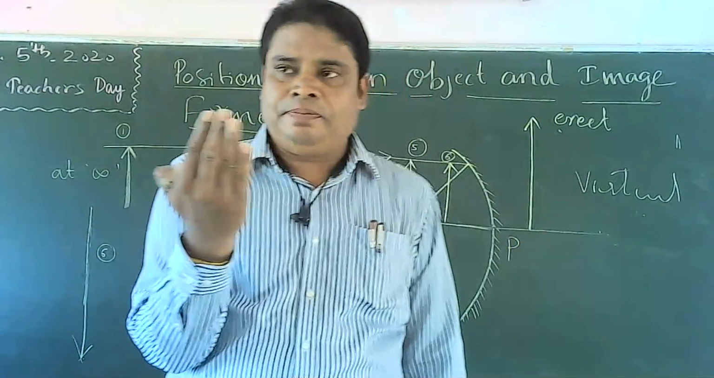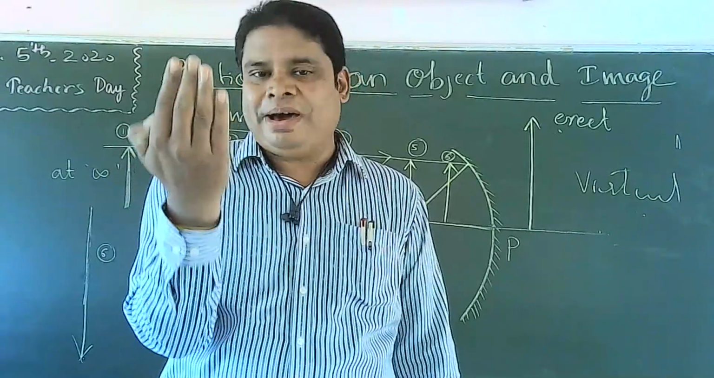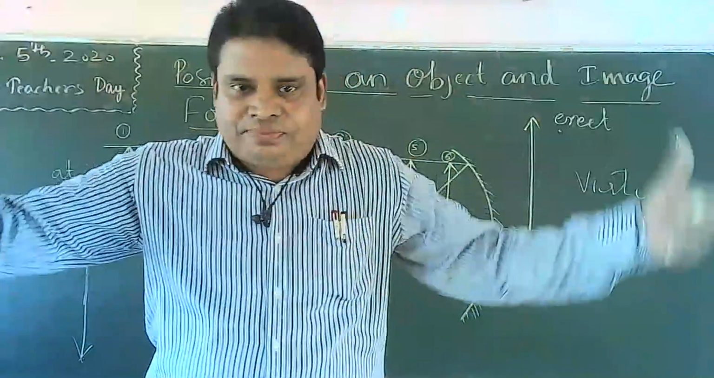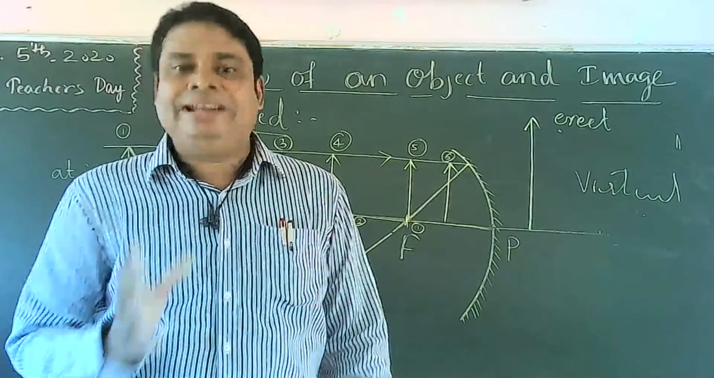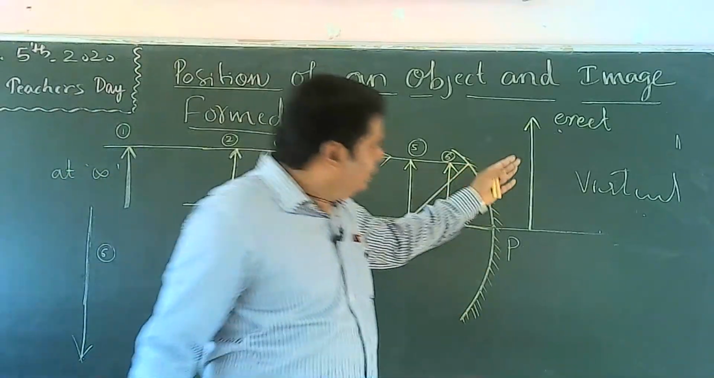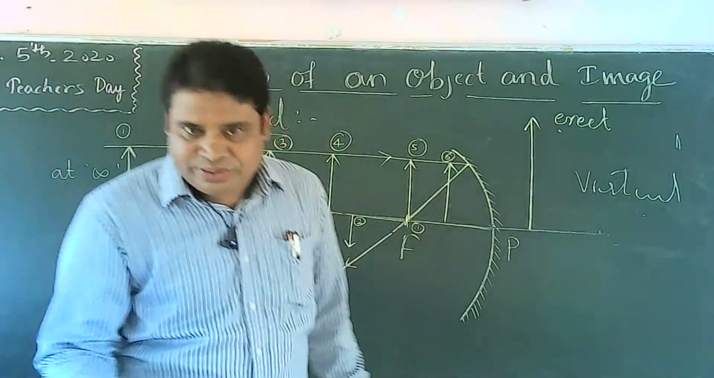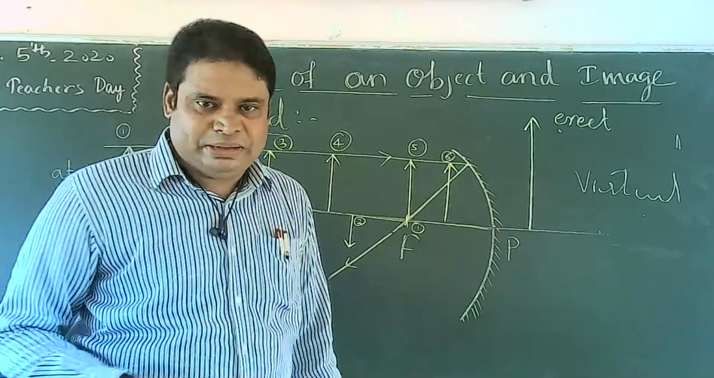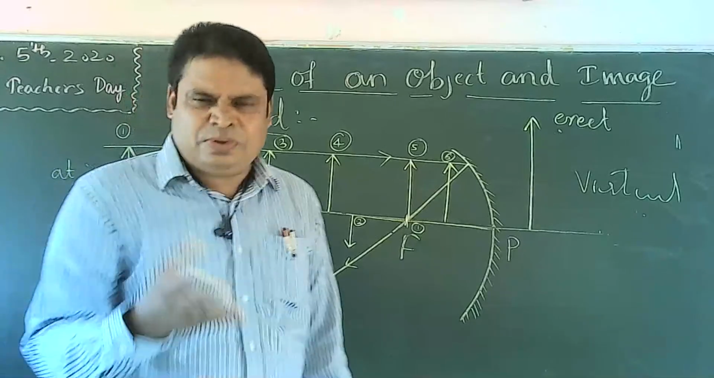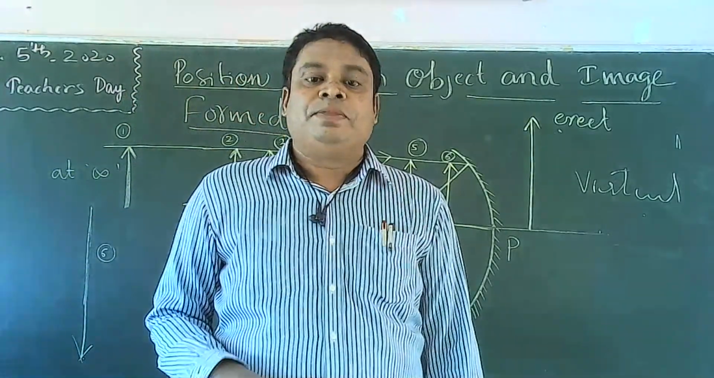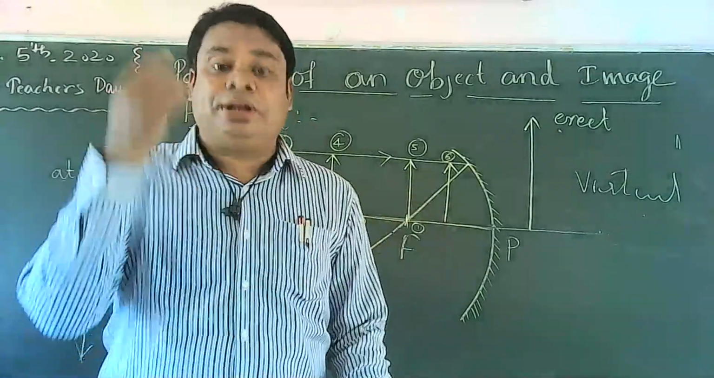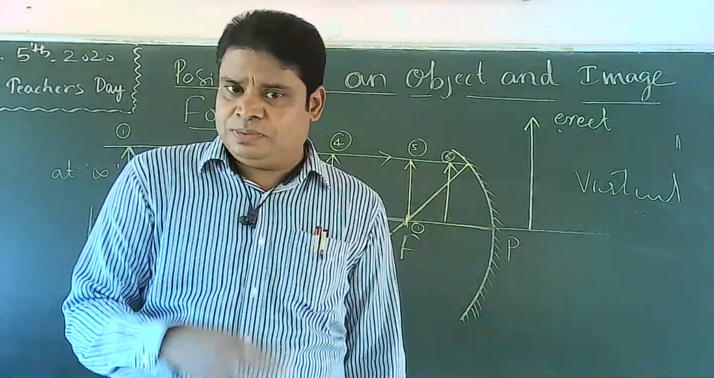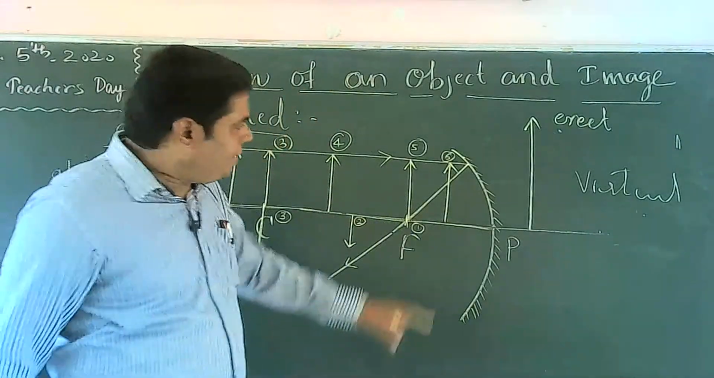This kind of mirror is used in saloons and beauty parlors, where you can see your enlarged face. It's used by dentists to check toothache and root canal, you know that. And it is used in beauty parlors or saloon shops. Why?